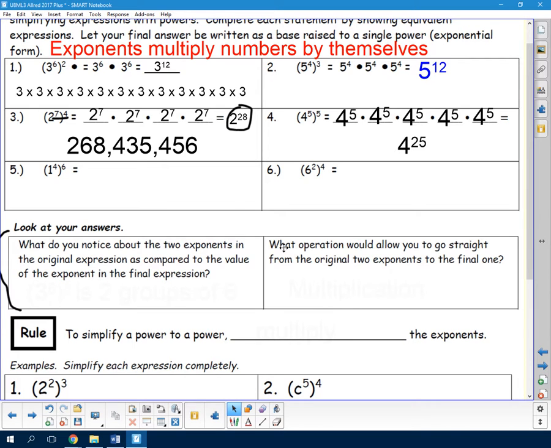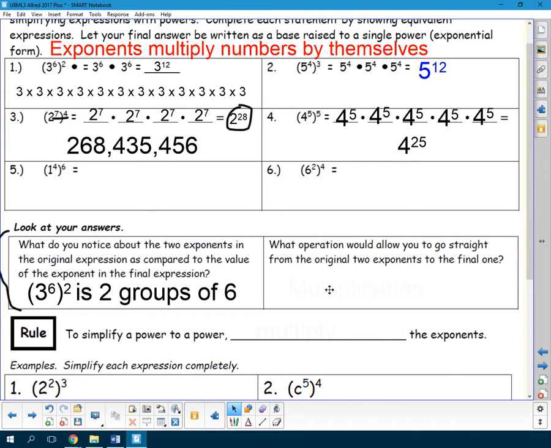Okay, I kind of noticed that they were being grouped together, kind of like multiplication is. 3 to the 6th to the 2nd power was 2 groups of 3 to the 6th. So that's something to note. If you look at 1, 2, 3, and 4, we always took 5 to the 4th and grouped it 3 times, 4 to the 5th and grouped it 5 times. We were grouping those things together because we're multiplying it by itself. It's repeated multiplication. Okay, what operation would you use to go straight from the original 2 exponents to the final one? Talk about that with your partner for a second.